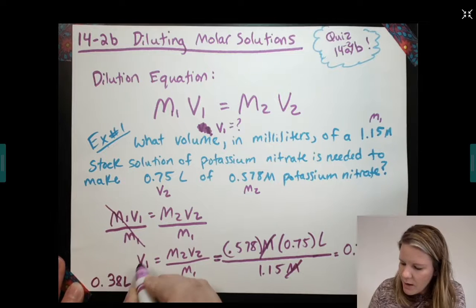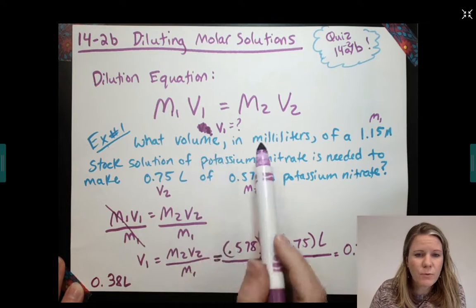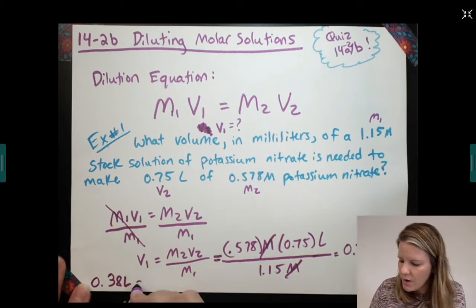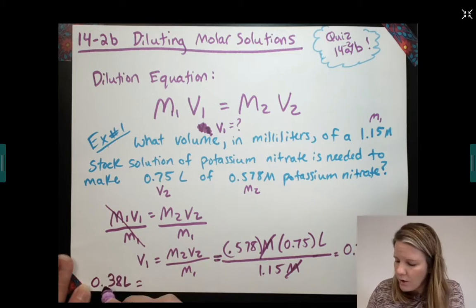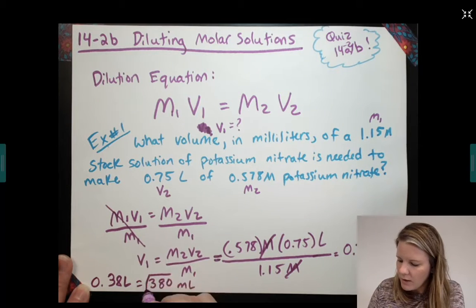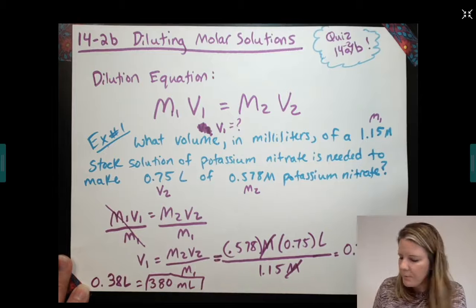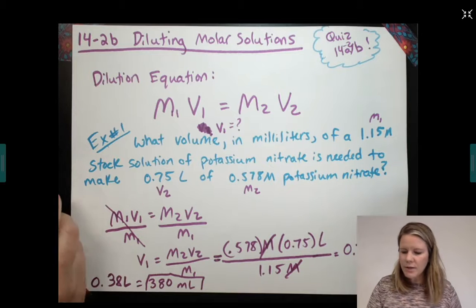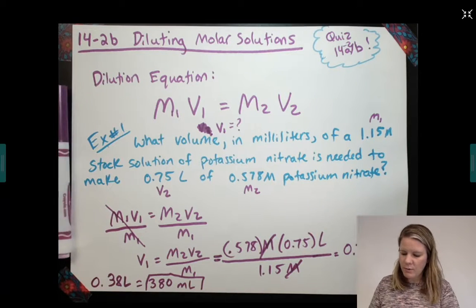But our question asks for what volume in milliliters. So you have to move your decimal over to make this a bigger number because you have a smaller unit. So 0.38 turns into 380 milliliters for the final answer here. So we got our volume in milliliters of this solution. So that's what you're going to see in some of the problems you have there.